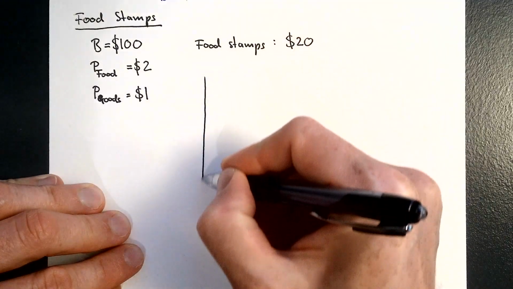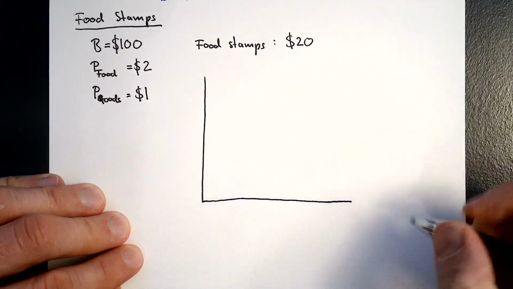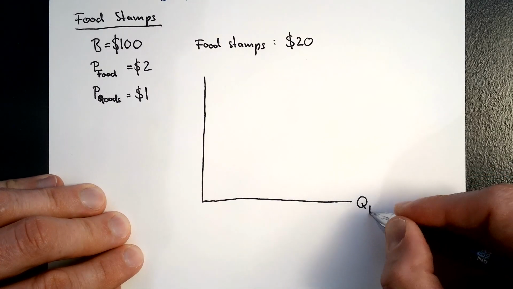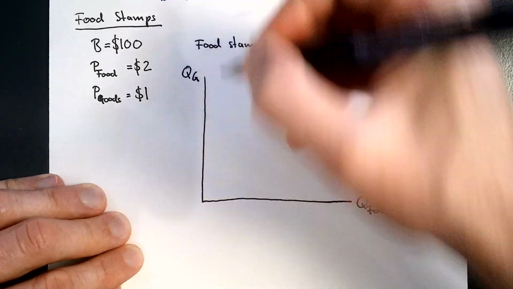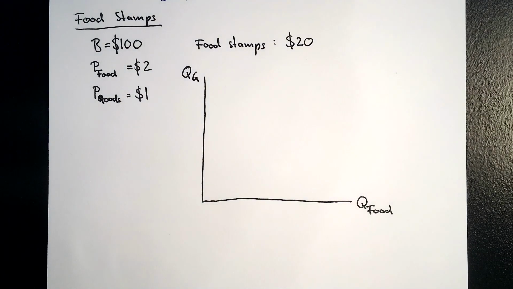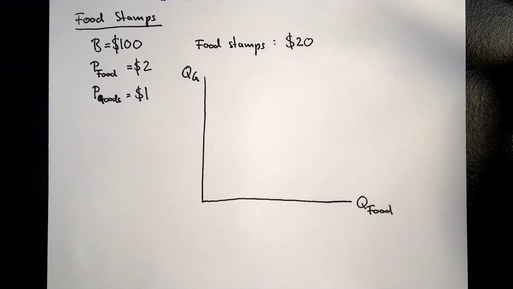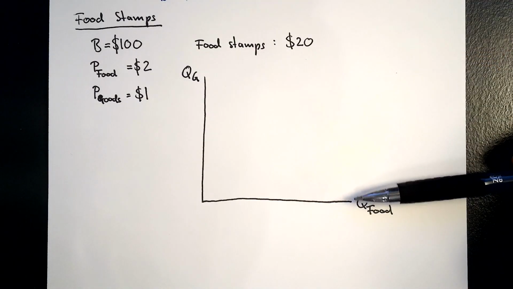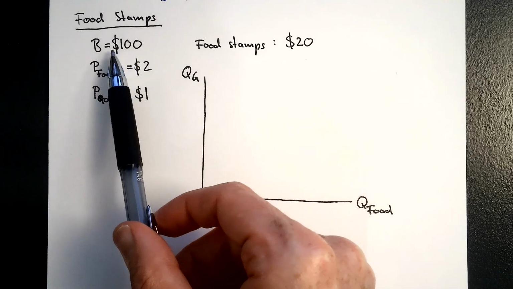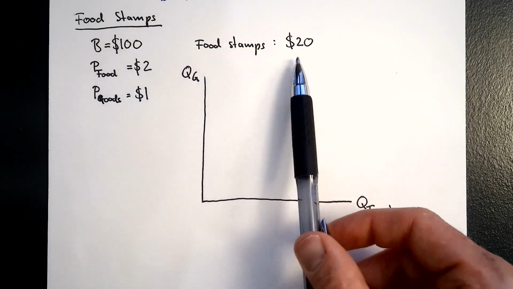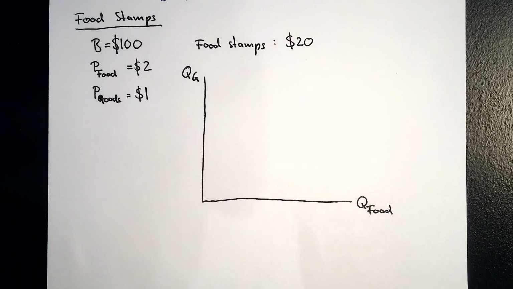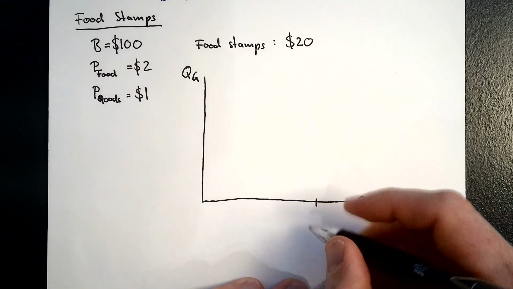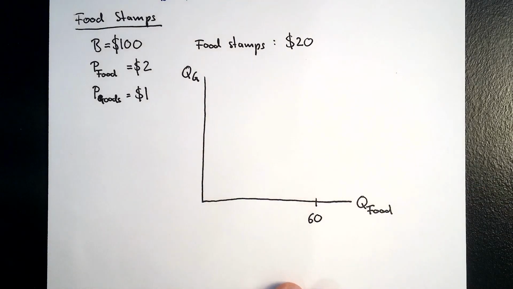So let's draw the budget constraint, where on the horizontal axis we have the quantity of food, and on the vertical axis we have other goods. Now, if you were to spend all your money on food, you could purchase $100 worth of food plus $20 from the food stamps. Since the price of food is $2, you can purchase a total of 60 units of food.